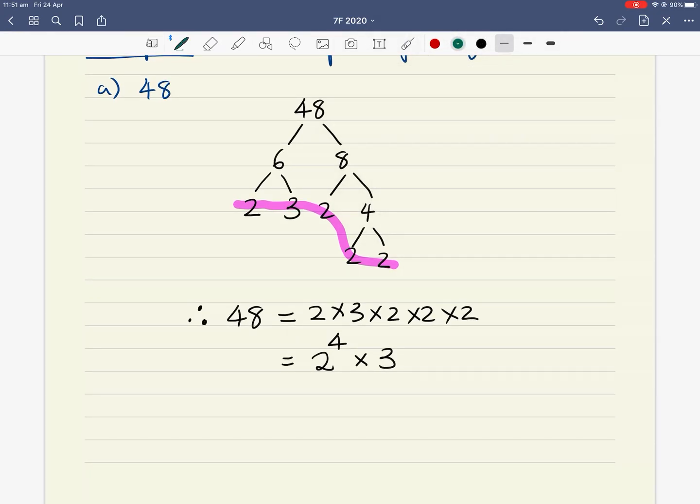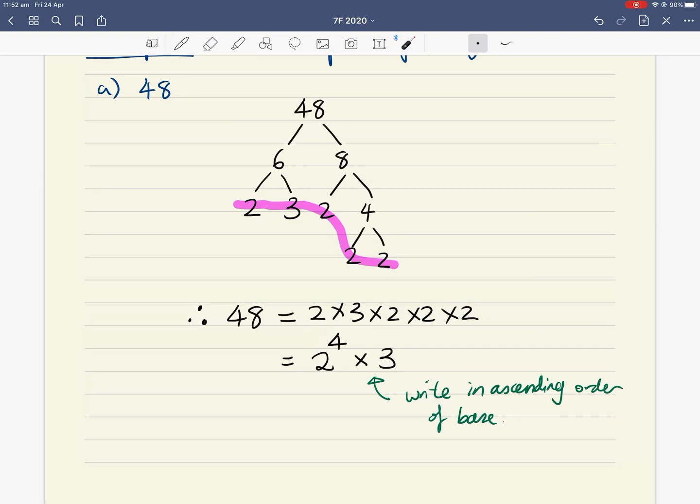Also, a side note, there's nothing wrong in writing 3 times 2 to the 4. Like if you wrote 48 equals 3 times 2 to the 4, you still get the correct answer. But typically we tend to write it in ascending order. So typically write in ascending order of base. So you usually start off with the 2 first, because 2 is a lower base, and then 3, then whatever bases you have in your prime factors. That's typically how we write it.